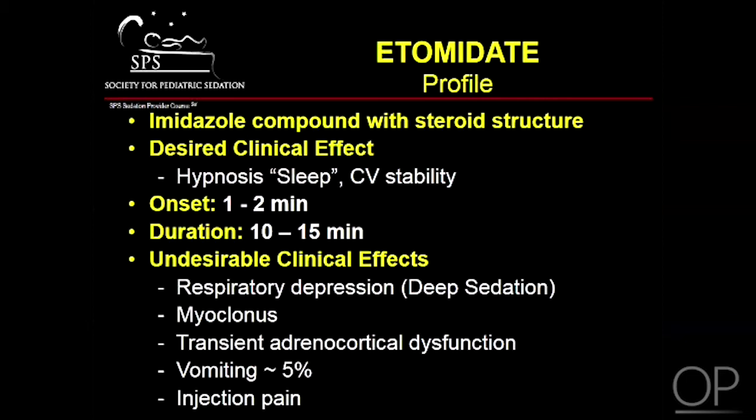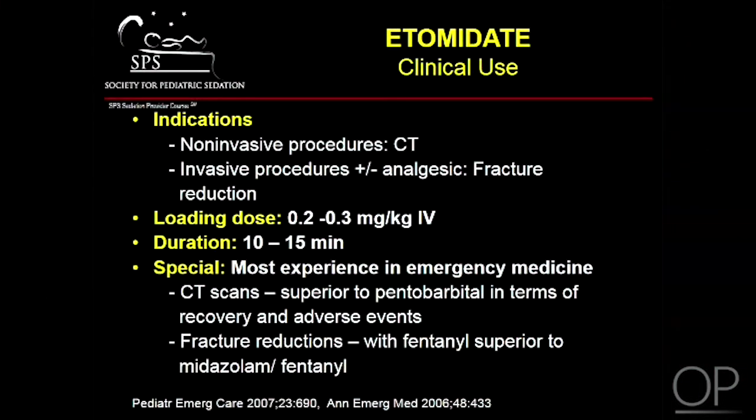It has minimal effects on blood pressure and heart rate, but its popularity is limited by a number of adverse events, including significant respiratory depression, nausea and vomiting in up to 5% of patients, pain on injection, and myoclonus soon after injection. Transient adrenocortical suppression occurs even after a single dose and has particularly limited its use in critical care medicine settings. Etomidate is primarily indicated for non-invasive procedures of brief duration. It can be used for invasive procedures, for example, fracture reduction, when given with an analgesic like fentanyl.